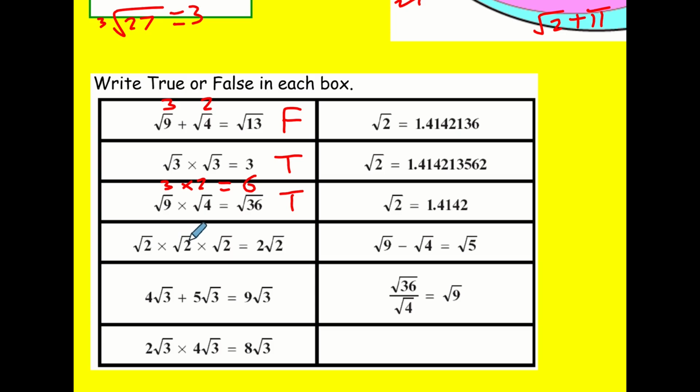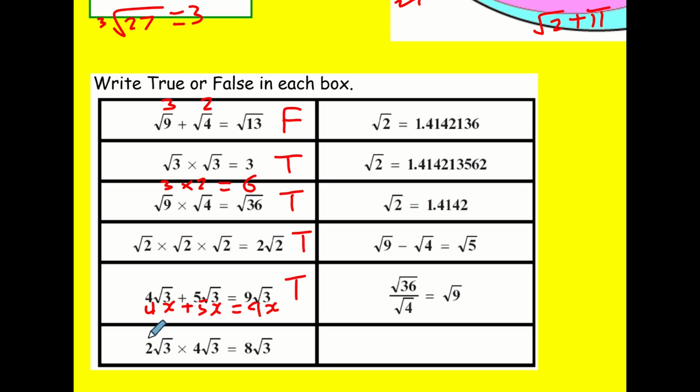Root 2 times root 2 is 2. We've sort of already established that. So it's 2 times root 2, which is 2 root 2. This one's true. The next one sometimes catches people out. Well, you learned earlier on in school that 4x plus 5x is 9x. So if we just let x equal root 3, we can see that this works. It's true.